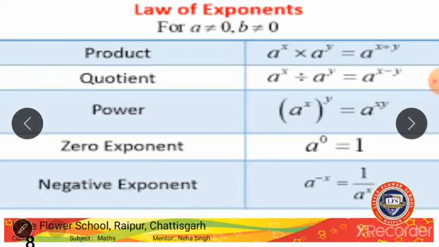So first is product. The first law is for product, which means a power x into a power y: if two exponent numbers are multiplied with the same base number, if the base is the same, what will happen to the powers? The powers will be added. Okay, the powers will be added. a power x into a power y will be a power x plus y.